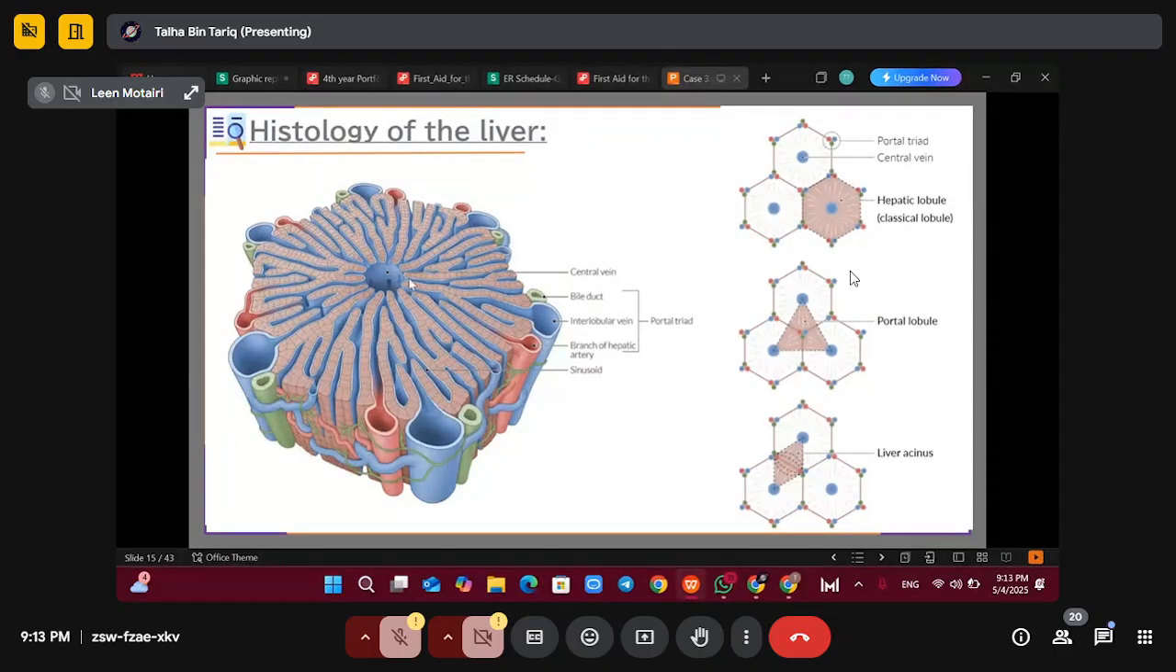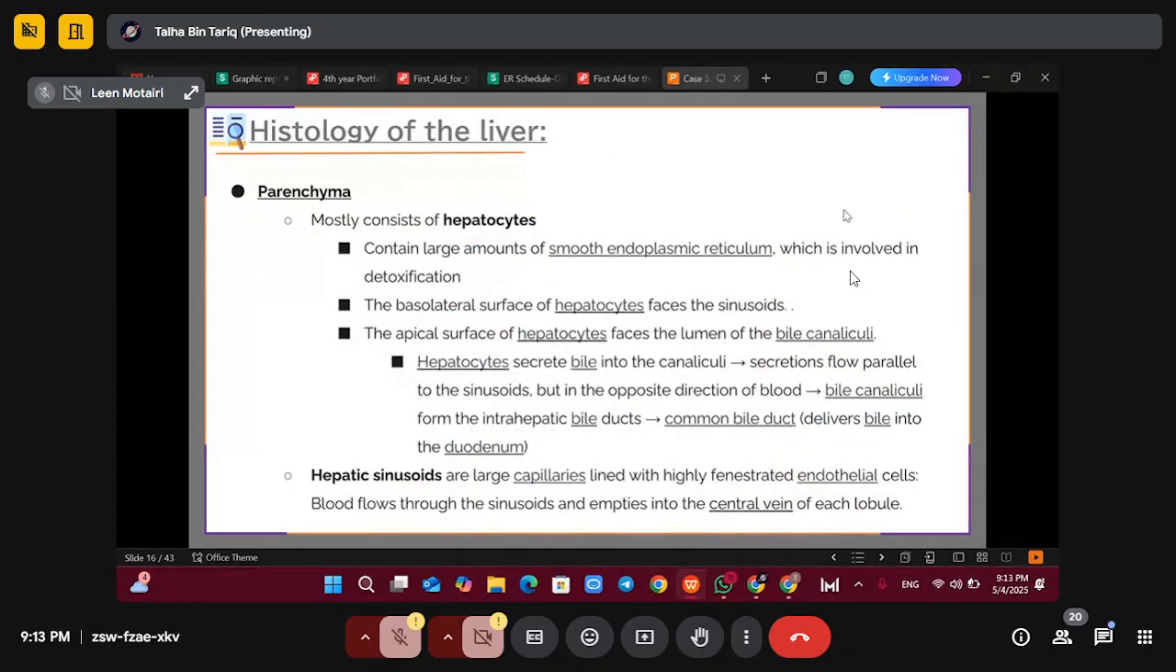And you guys need to know what is happening within the hepatic globule. What is the histology? What are the components of the hepatic globule? What is present at the periphery? Where is the blood going? Where is the bile being formed? Right? So we will discuss that right now. Okay. As I said, the parenchyma mostly consists of the hepatocytes, and it contains large amounts of smooth endoplasmic reticulum, which is involved in detoxification. I told you the function of the liver is detoxification, right? So the hepatocytes contain smooth endoplasmic reticulum, which helps in detoxification.